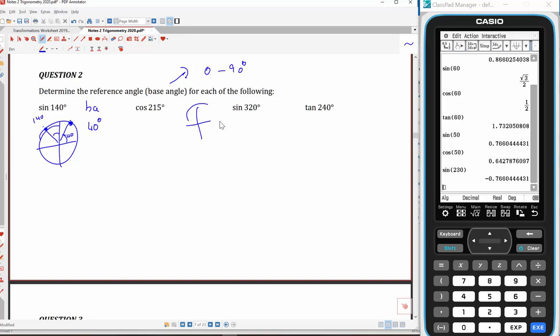All right, 215. Okay, so here's 180. 215 is down there. And 215 is how many degrees more than 180? 35.